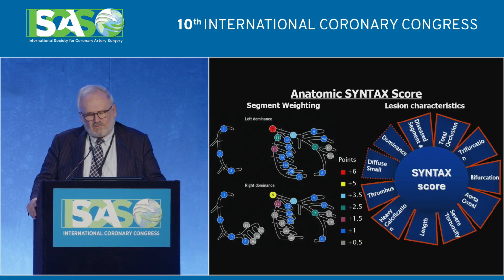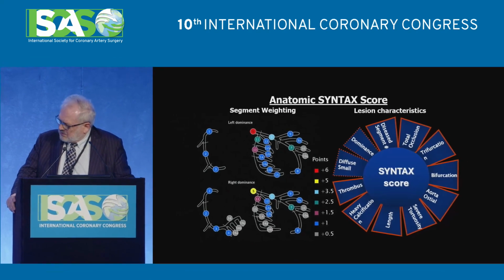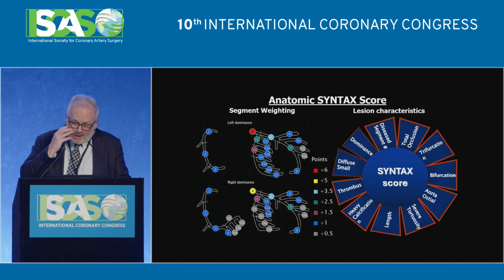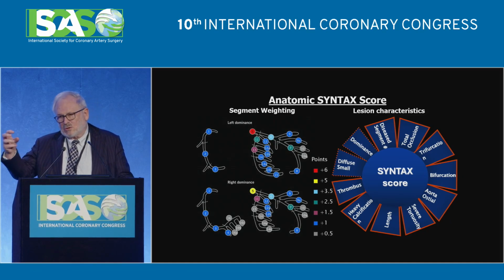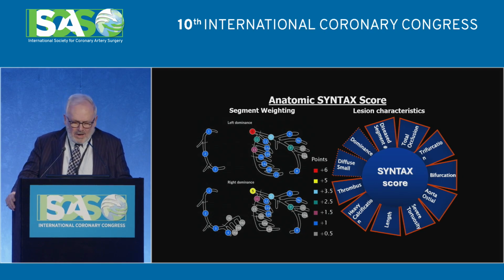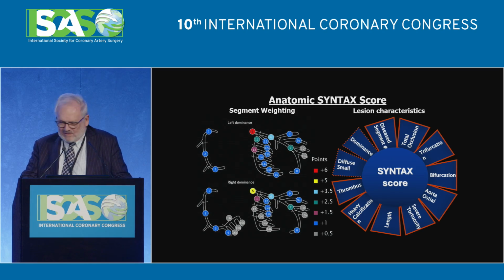And two slides about the fact that the anatomic SYNTAX score was applied in that trial, just to tell you that each coronary segment has weighing factors related to the physiology, and we are improving that with AI. And then there are lesion characteristics: we look if it is a total occlusion, trifurcation, bifurcation, aorto-ostial, severe tortuosity, length, heavy calcification, thrombus, diffuse small vessels, dominance, and all these things. And that's the SYNTAX score, which is still alive 15 years later.